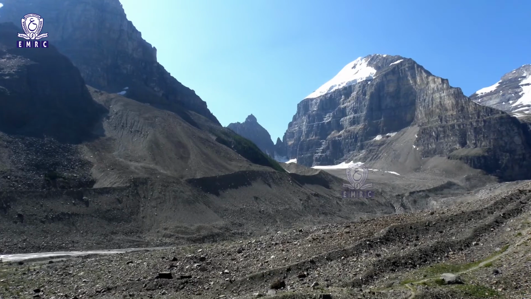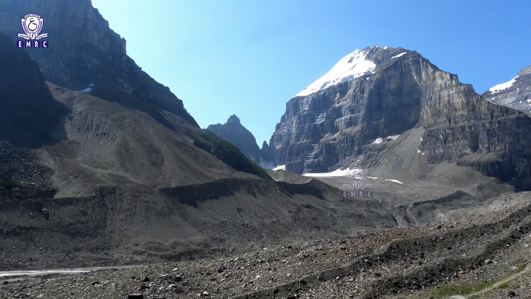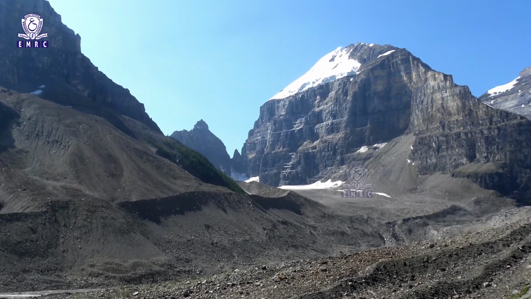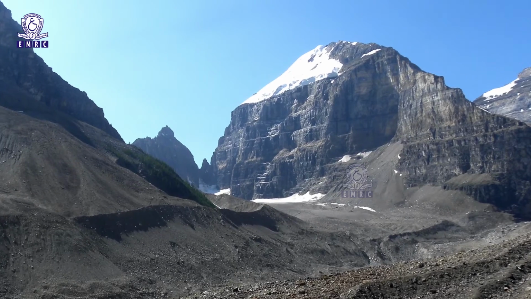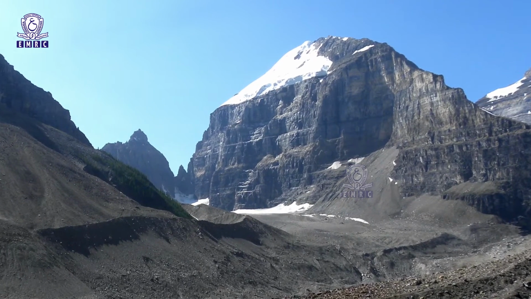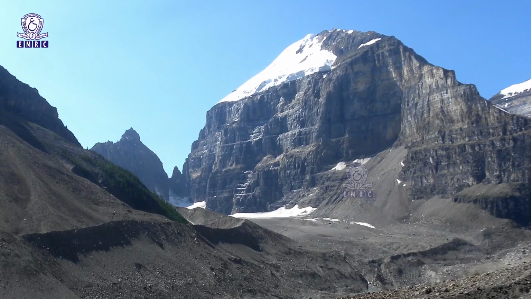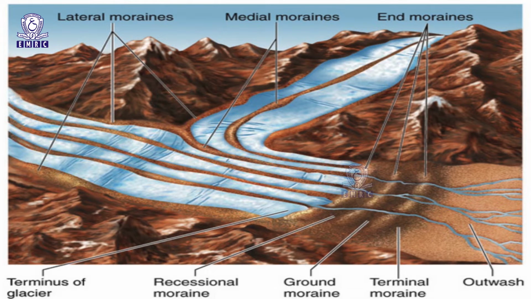Moraines are glacial deposits made up of different sizes and shapes, which include boulders, rock fragments, pebbles, sand and clay deposited by the glacier or the ice sheet. Depending on the location, moraines can be classified as 1. Lateral moraine, 2. Medial moraine, 3. Terminal moraine, 4. Ground moraine and 5. Recessional moraine.